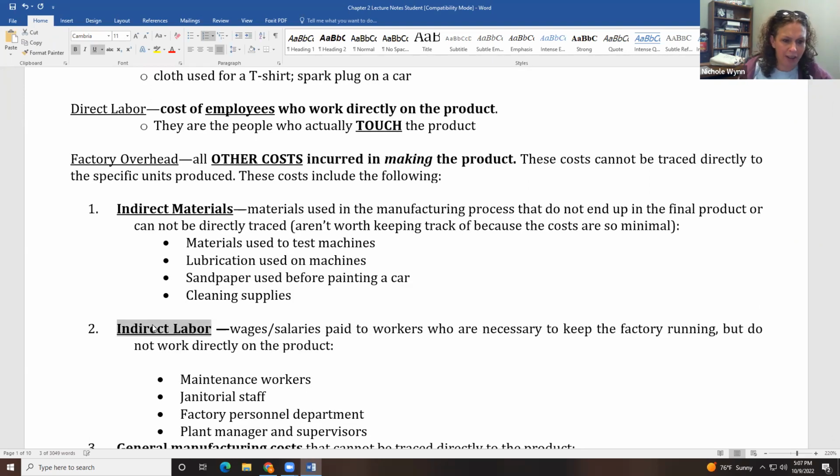People that do not touch the actual product, but are necessary. So my cousin Justin, he worked in the factory and he was a direct laborer. So my cousin Justin's job was to pick up the bricks, the ones that have like the 4 holes or whatever, and he would pick them up and move them. And so he was just moving them all the time.